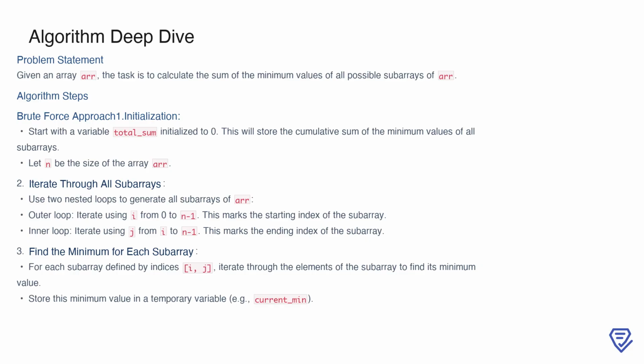The solution then involves generating all possible subarrays using 2 nested loops. The outer loop sets the starting index i of the subarray, while the inner loop determines the ending index j. For every subarray that these indices define, we need to identify its minimum value. This can be done by iterating through all the elements of the subarray and finding the smallest one. This value is then stored in a temporary variable, such as current_min, for further processing.